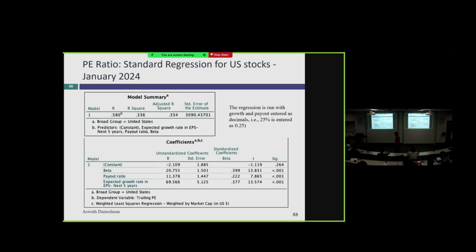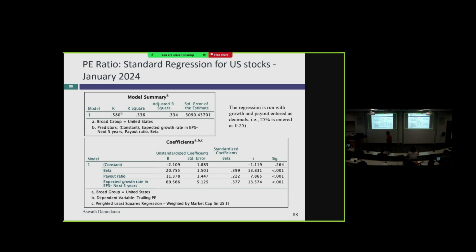First, tell me whether the signs are in the right direction. Growth, every 1% increase in growth increases my PE by 0.7. Does that make sense? High growth companies have higher PE ratios. The T statistic is obviously very significant. So clearly, right sign of the coefficient. Payout ratio, holding all else constant. If I increase the payout ratio, my PE ratio should go up. Makes sense again. T statistic is significant.